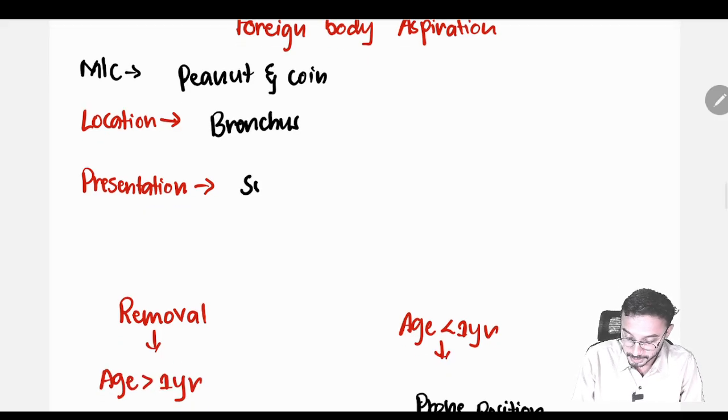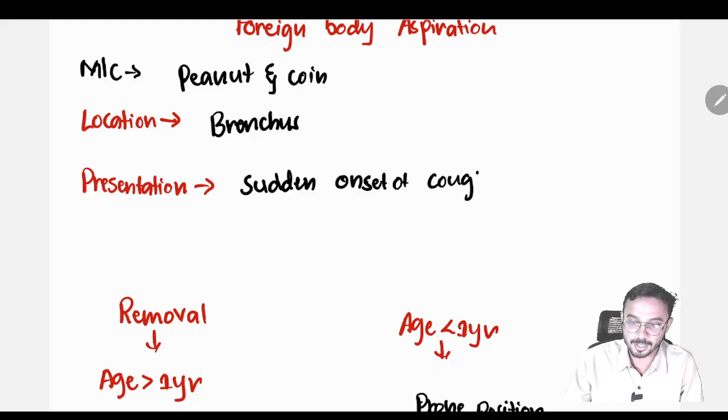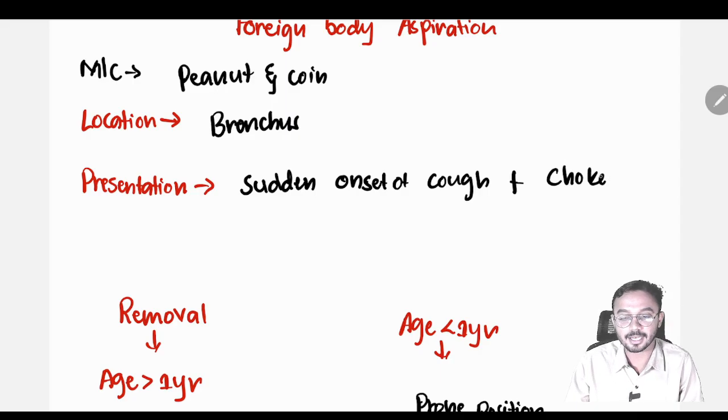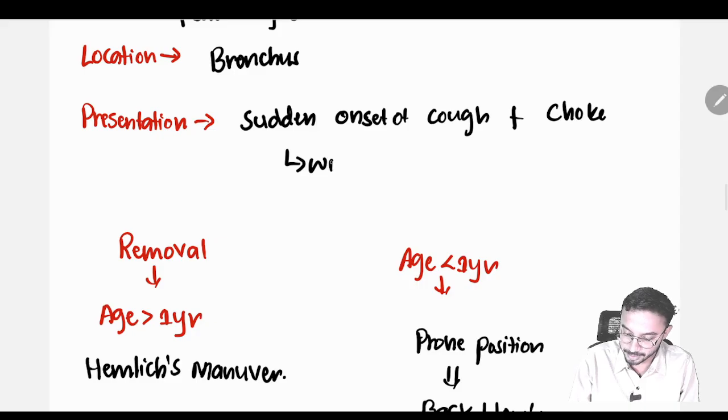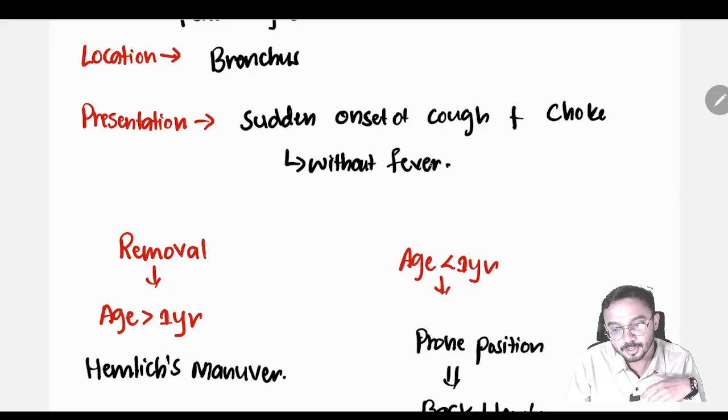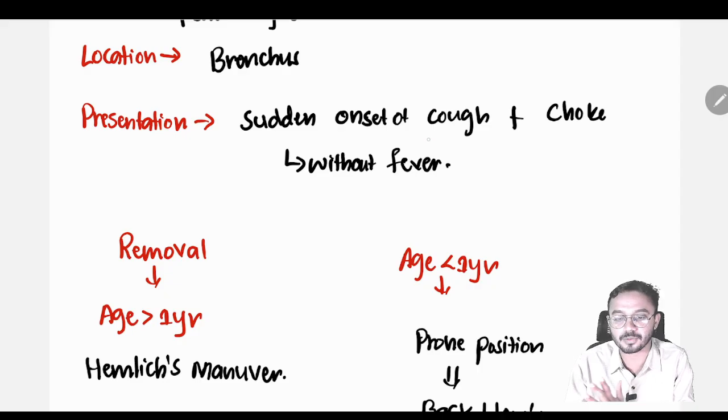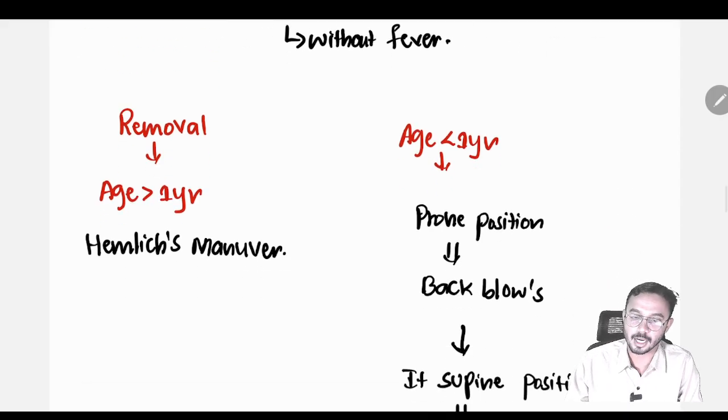Sudden onset of cough. Here the bronchus is involved, so that's why you will get choking, and wheeze is also present over here. Wheezing is also present, but here without fever. No bacteria, no virus, so there is an absence of fever. Since the bronchus is involved, you can expect wheeze. And how do you remove it?